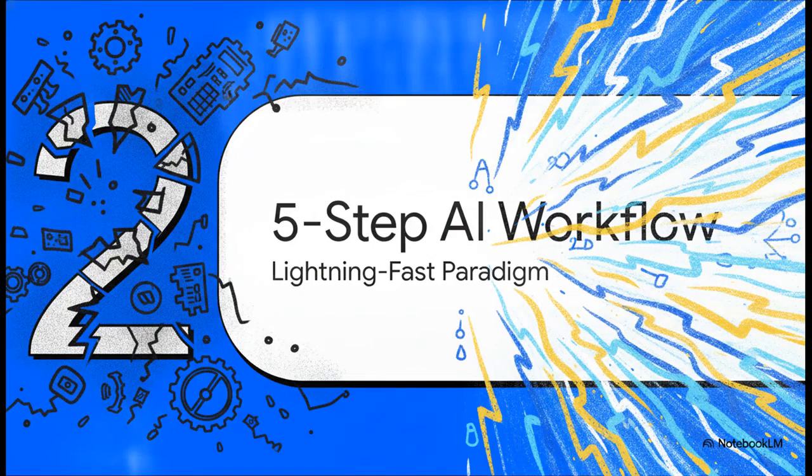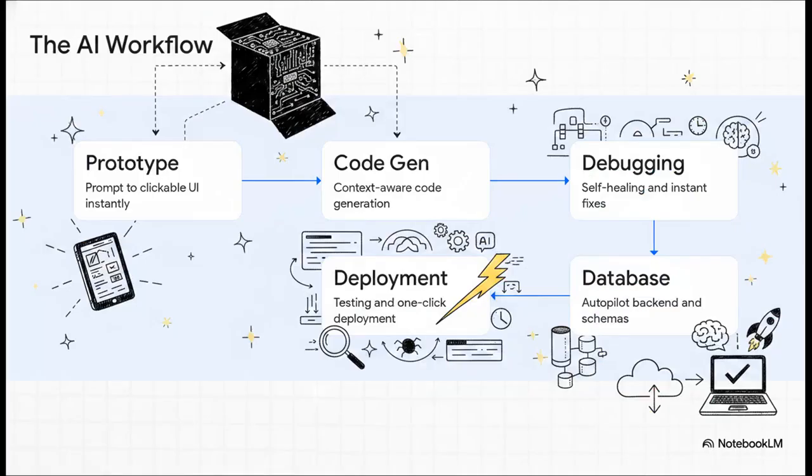Section 2, the 5-step AI workflow. Let's move on and see how this builds a completely new, lightning-fast paradigm. Now, the black box of AI development isn't magic. It's actually a highly structured, super logical process. By breaking it down, we can see exactly how AI accelerates every single phase. We've got 5 steps here that transform weeks of grueling work into mere minutes.